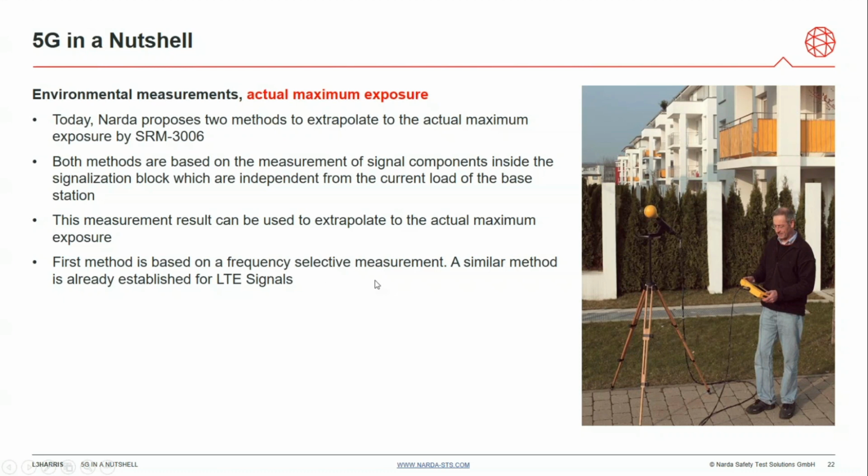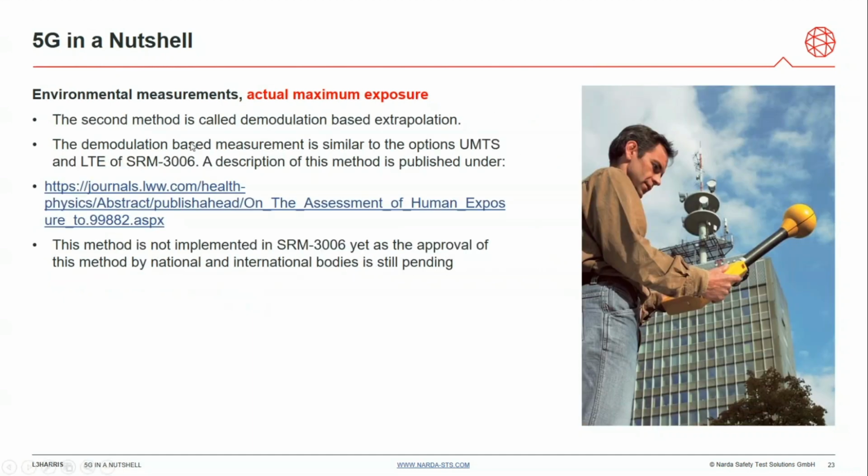The first method, based on frequency selective measurement, is already established for LTE signals. There was already an IEC recommendation stipulating this measurement. And the second method is called demodulation-based extrapolation. We already had that in the SRM for many years for 3G. We have had that for quite some time now for 4G, for both flavors of 4G, the TDD and the FDD, the time division and the frequency division method of 4G LTE.